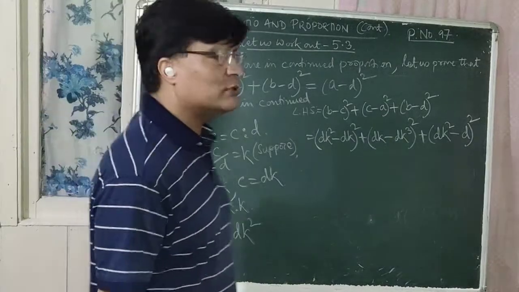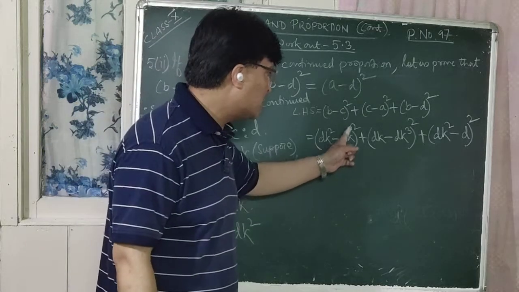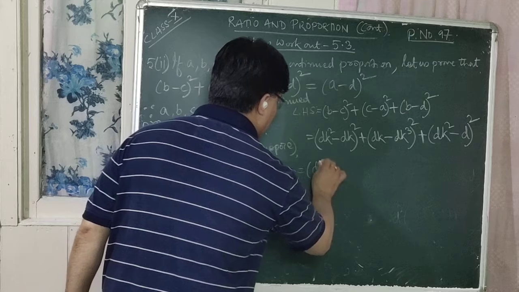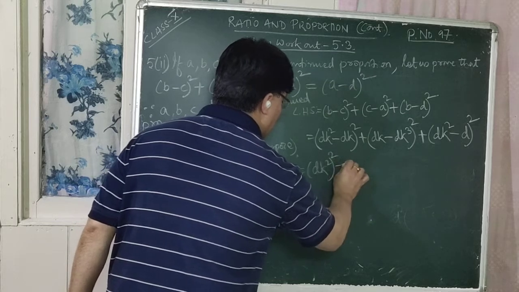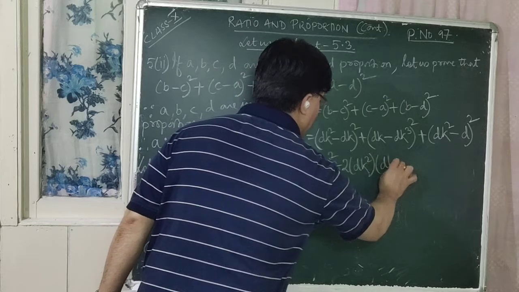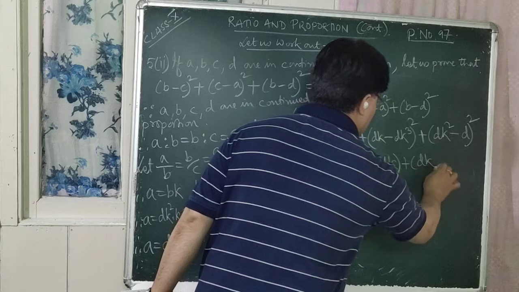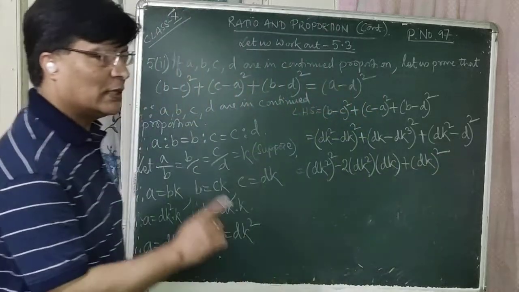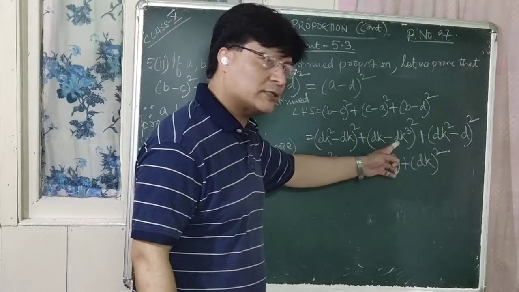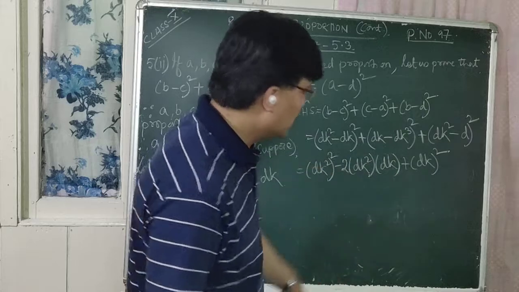So now how would you simplify it? Let us use the formula of A minus B whole square. You know A minus B whole square, isn't it? What is A whole square? dk square whole square minus 2 into A means dk square, B means dk, plus what is B whole square? It is dk whole square. That is your A square minus 2ab plus B whole square. Okay. Again there is another term. Since there is no space there, let us write it in the next step.